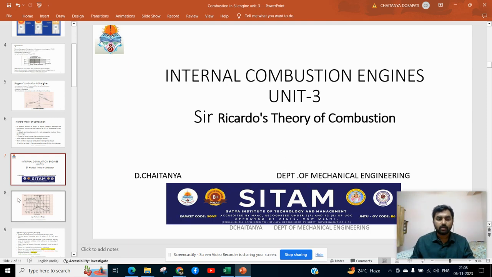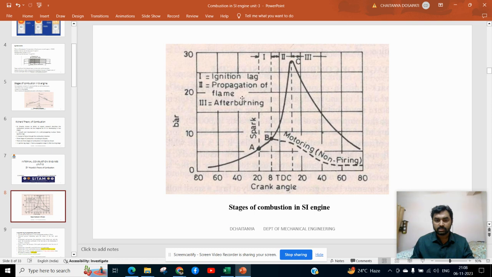So here, once again, I recall the stages that will be seen in a particular SI engine combustion. On the y-axis you will have pressure, from 0 to 30, and here you can see 80, 60, 40, 20 and 8. The dotted lines represent the stages, and on the x-axis you have crank angle, denoted with theta. So this is a p-theta diagram, which will be important in your semester exams.